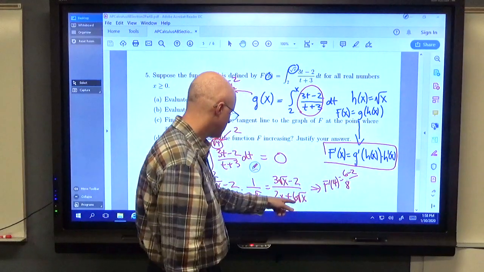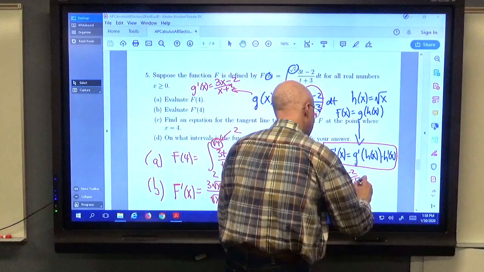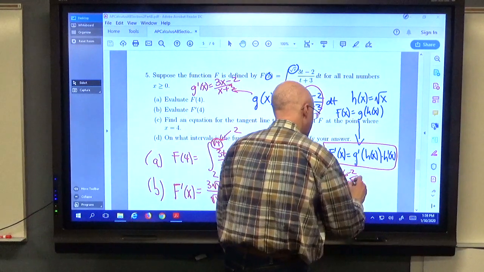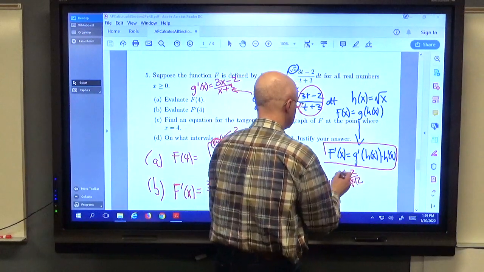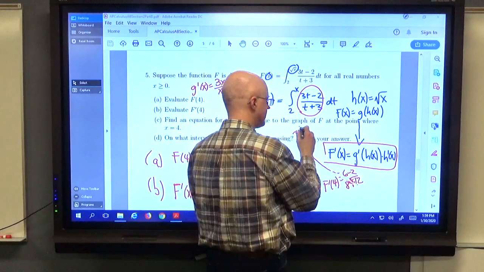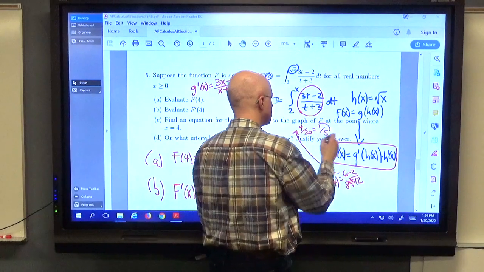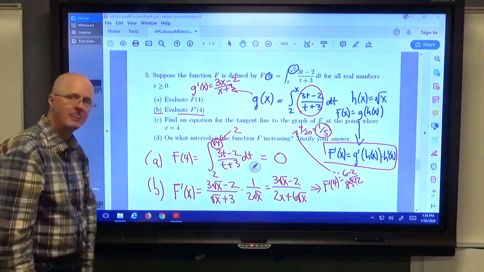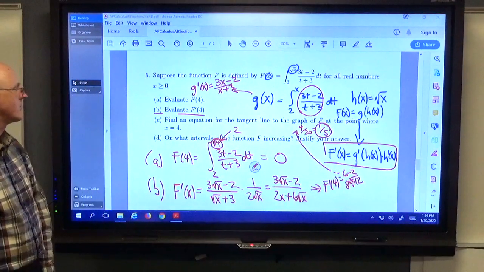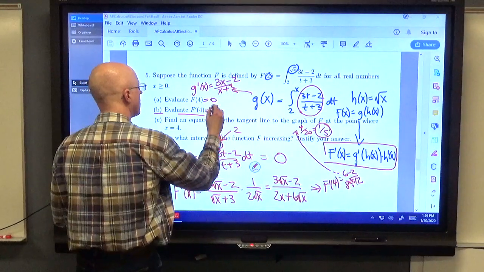Square root of 4 is 2. 2 times 6 is 12. 8 plus 12. I'm sorry, the bottom right corner is so bad here. That's 6 minus 2 over 8 plus 12. That's 4 over 20, which is 1/5 for the answer to part B. All right, so F of 4 is 0, F prime of 4 is 1/5.